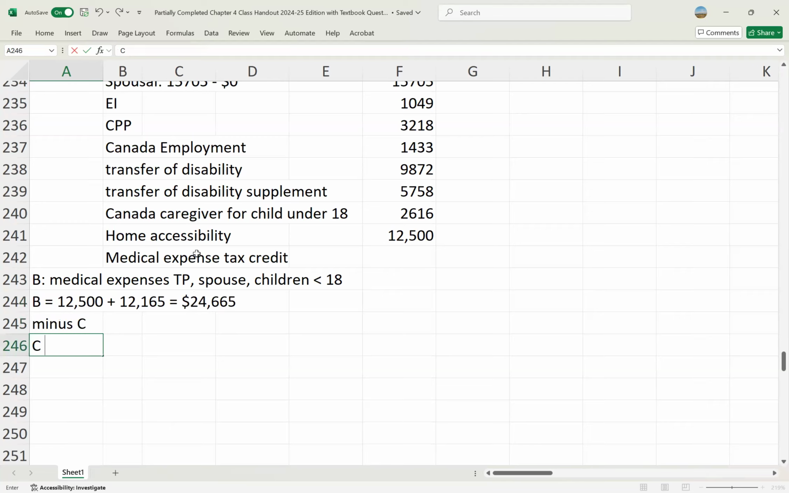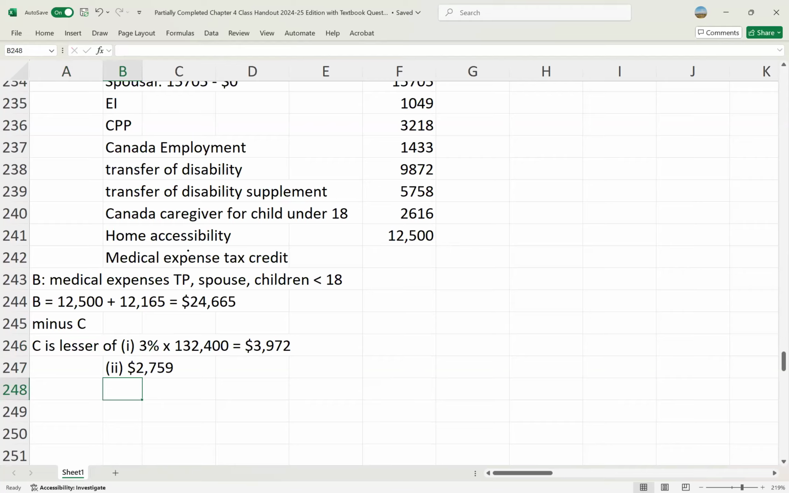C is the lesser of two amounts. The first amount is 3% of her net income. Now, once again, we were told that her net income was 132,400. So that's going to give us 3,972. And the second amount is given to us, 2,759. That's given on the rates table. So that's sort of a set amount.